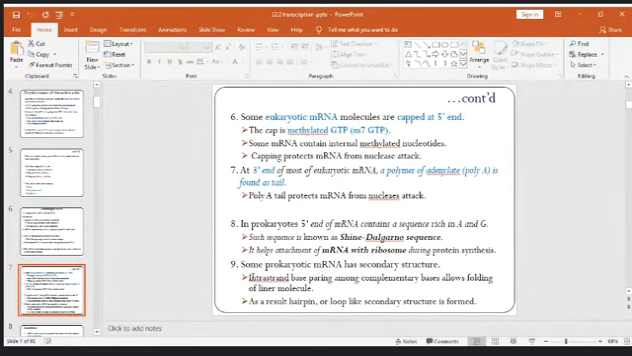Some prokaryotic messenger RNA has secondary structure. Intrastrand base pairing among complementary bases allows folding of the linear molecules.